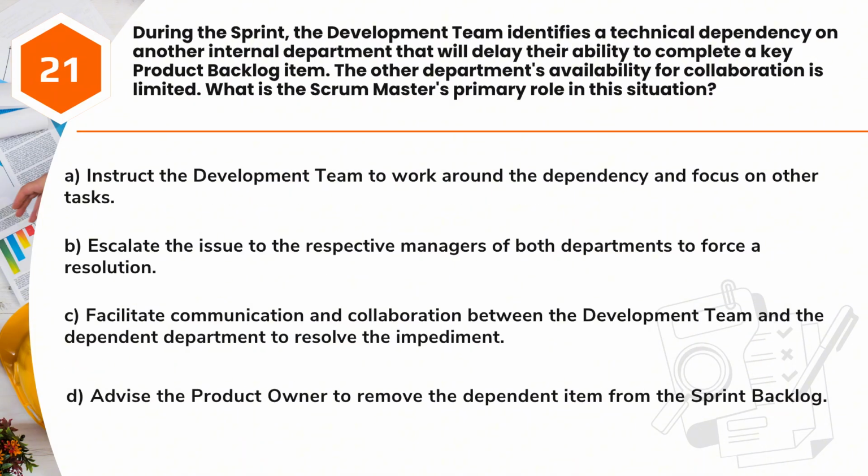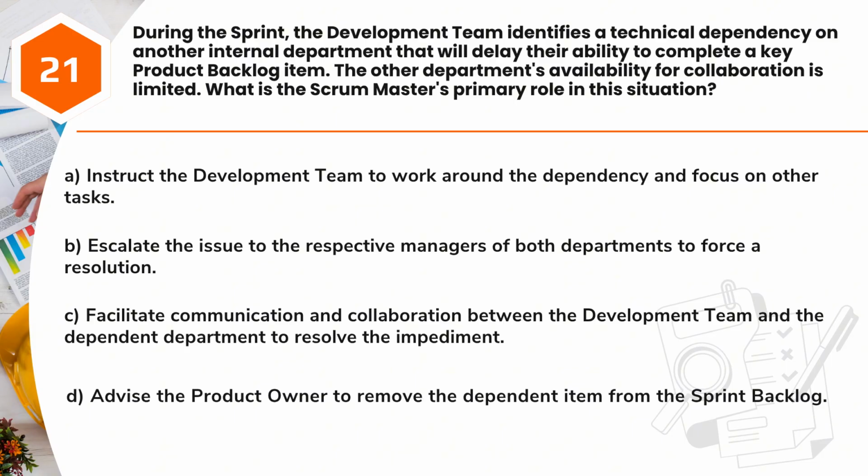Question 21. During the sprint, the development team identifies a technical dependency on another internal department that will delay their ability to complete a key product backlog item. The other department's availability for collaboration is limited. What is the Scrum Master's primary role in this situation?